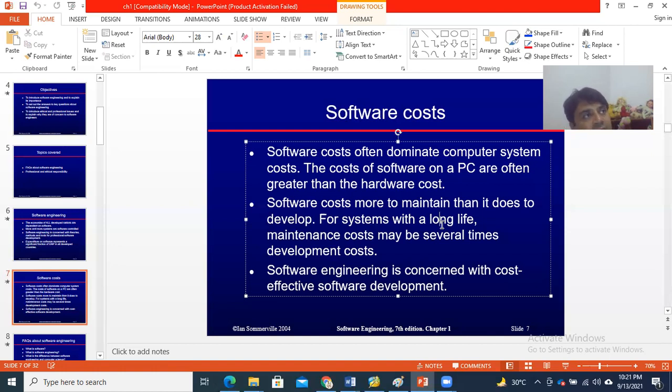So the important thing is that in software engineering, we are concerned with cost effective software development. We are concerned with creating software, but creating that particular software in a cost effective manner. Now, what is cost effective manner? Let's take the example of a 100 rupees arithmetic calculator. Somebody has paid me 100 rupees, so I have to create that arithmetic calculator within the cost of 100 rupees. This development methodology or technique is called cost effective manner.